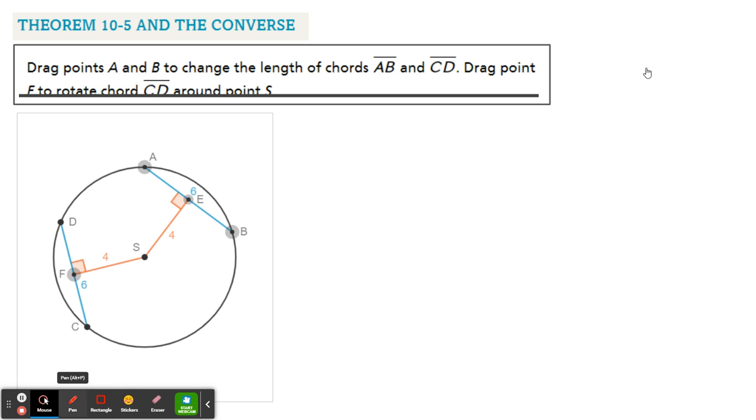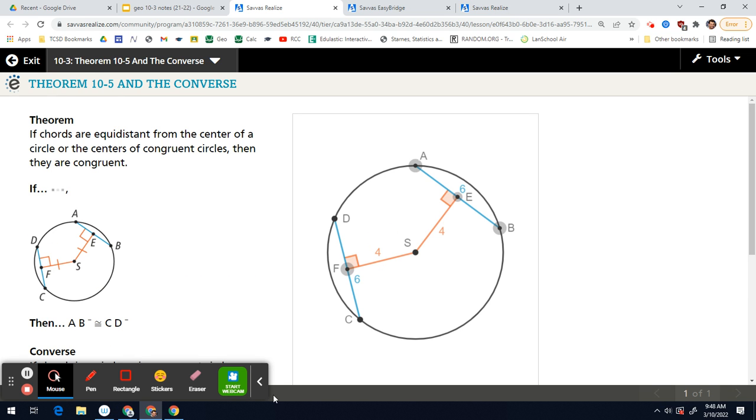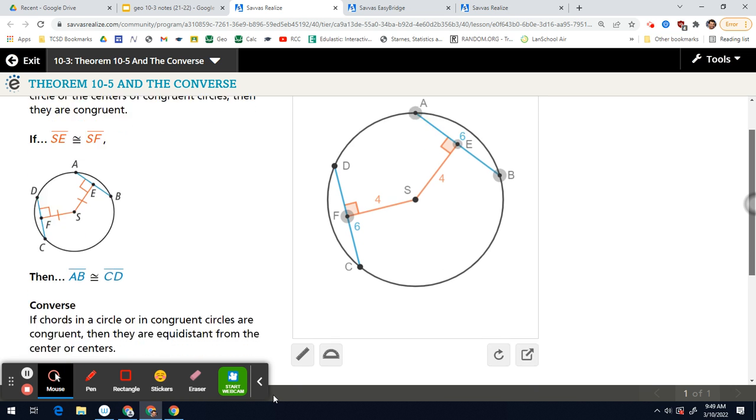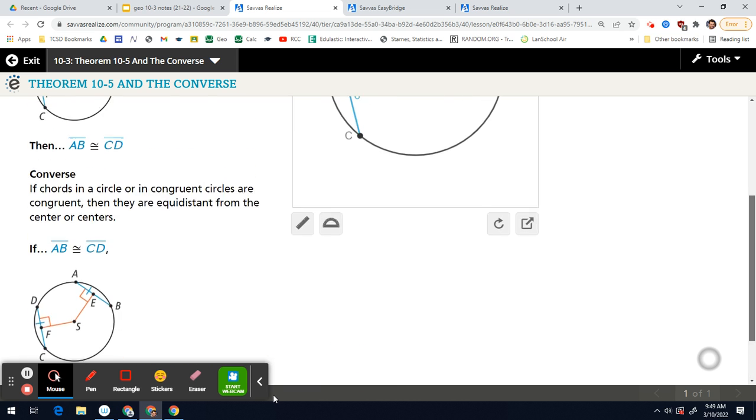Now I do have a Sava's little thing to show you, so let me get that loaded up. All right, so it says drag points A and B to change the length of the chords, drag point F to rotate the chord around point S. All right, so let's see what this does. So again, I think it says to drag points A and B to change the length.